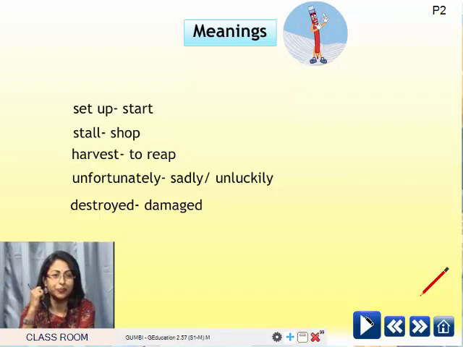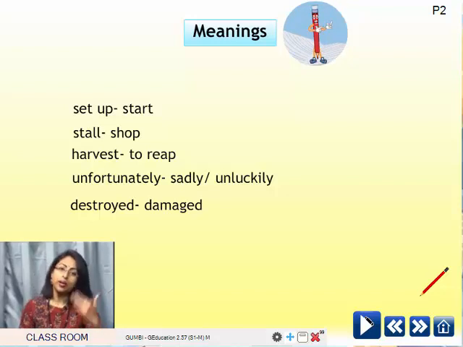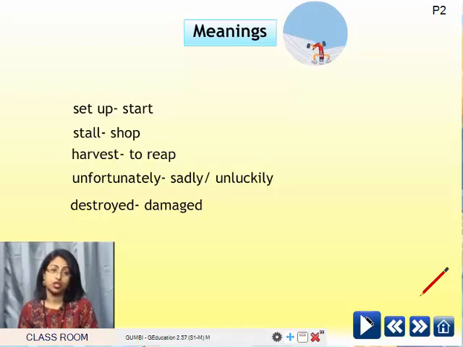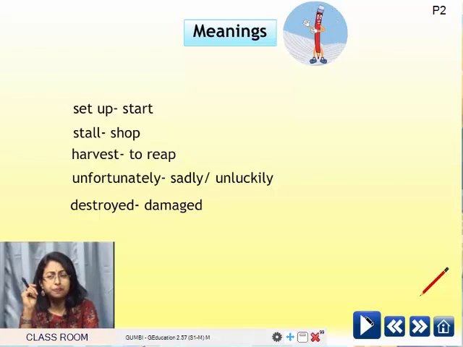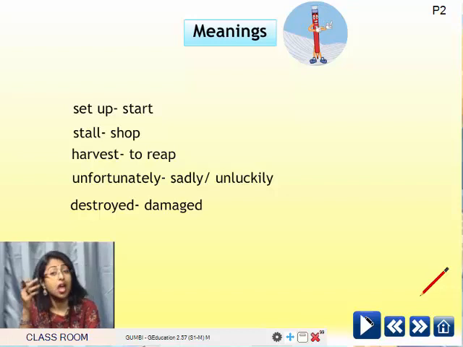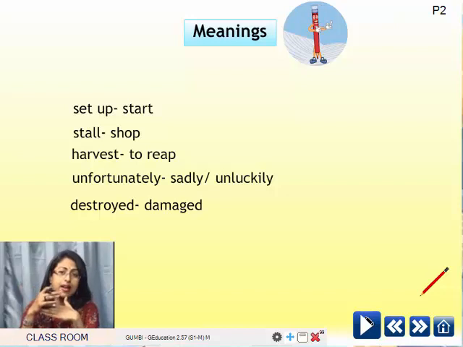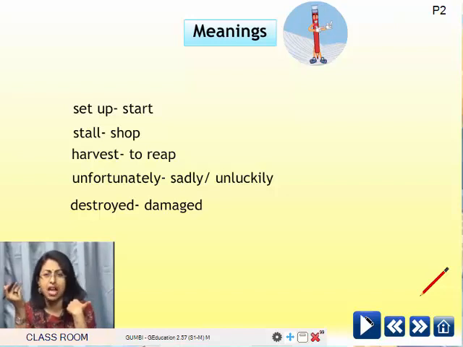Okay? Good. Next one, harvest. Harvest meaning to reap. Did you understand? Alright. Moving on to the next word, unfortunately. It's a very unlucky thing. For example, unfortunately, my friend met with an accident. So I feel very sad about it. And it's a very unlucky thing.